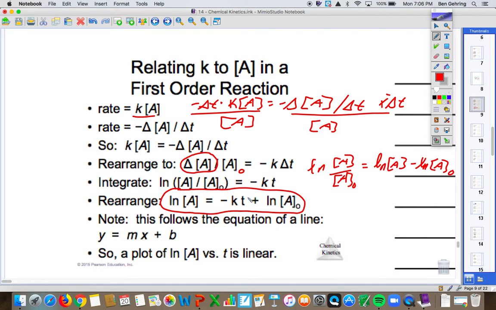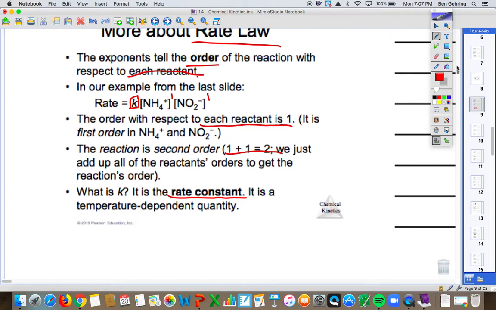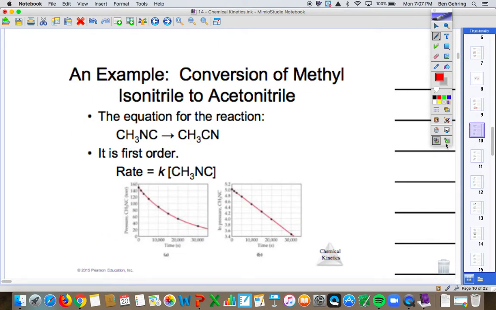This equation follows the same format as the equation of a line. So y equals mx plus b: y is the natural log of the concentration of A, m is negative k, t is x, plus the natural log of your initial concentration, which is b. That's your y-intercept on our graph. And so when we plot the natural log of the concentration of A over time, we get a linear graph, which we're going to show here shortly, which is what you see here.